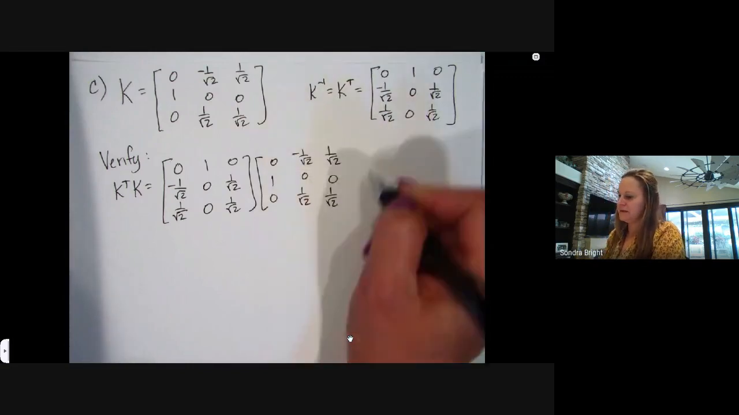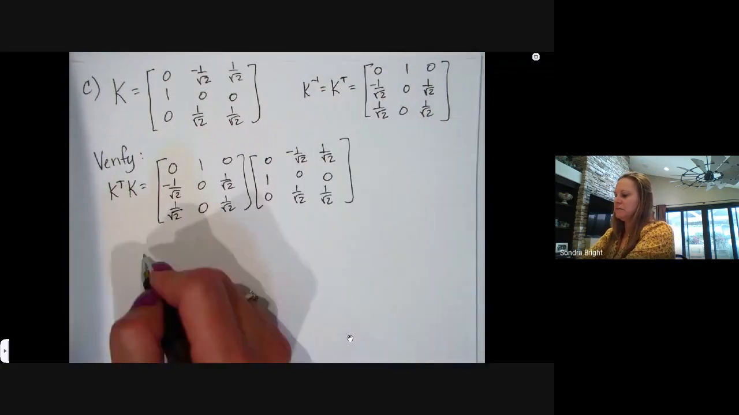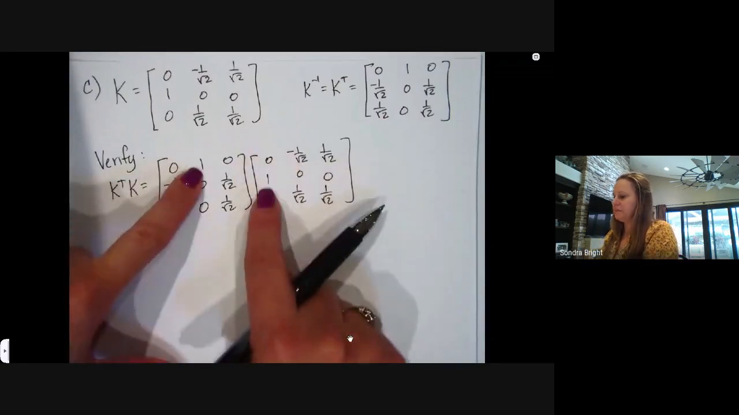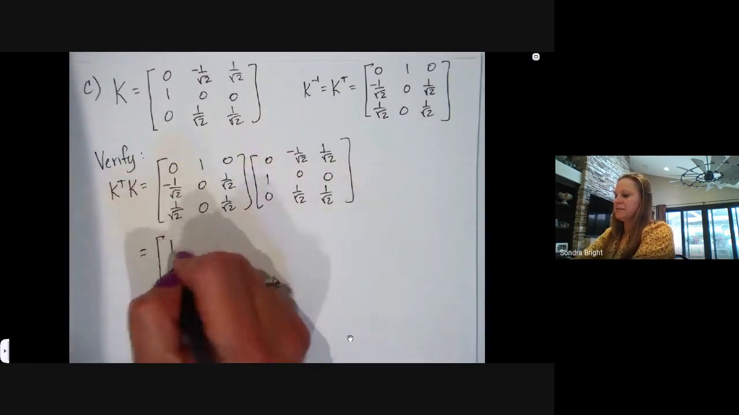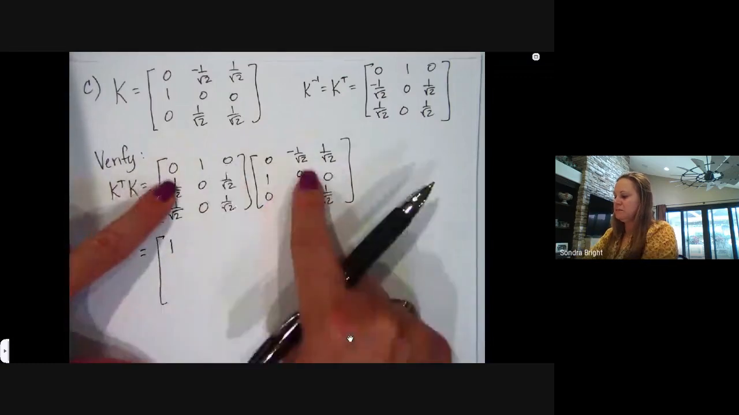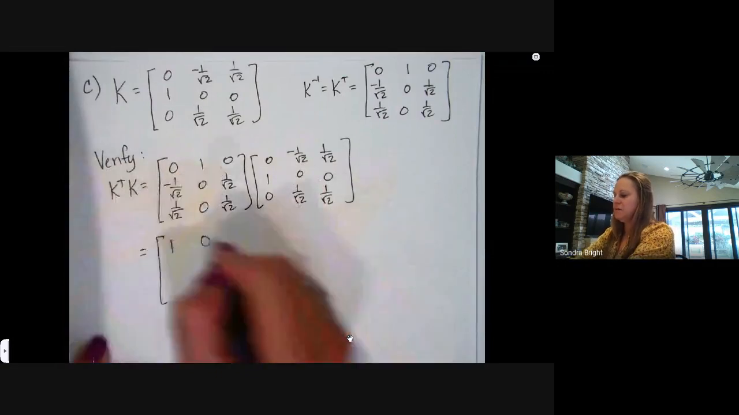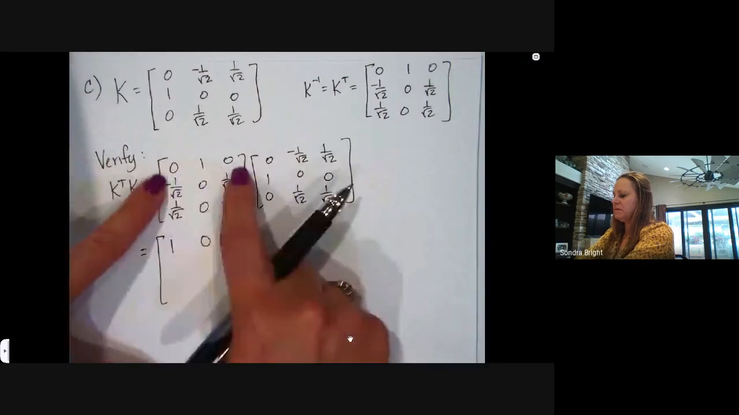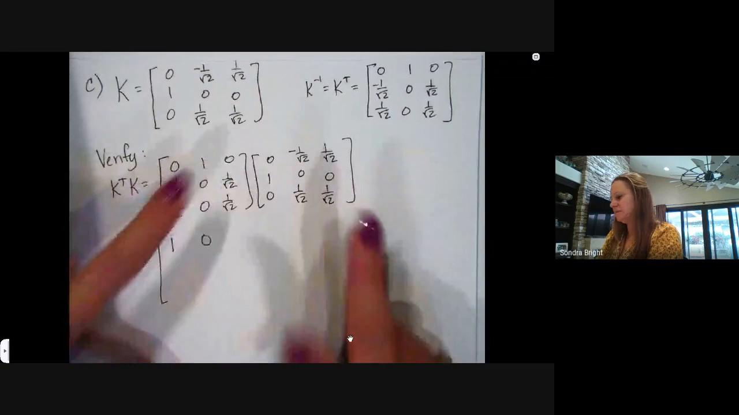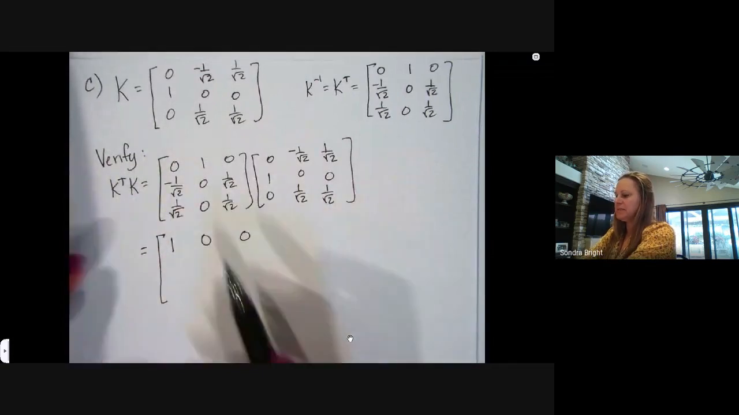All right, and then we multiply row 1 times column 1. So a 0 plus 1 plus 0, 1. Row 1 times column 2 would be a 0 plus 0 plus 0. Row 1, column 3, 0 plus 0 plus 0. All right. Row 2, column 1, 0 plus 0 plus 0.